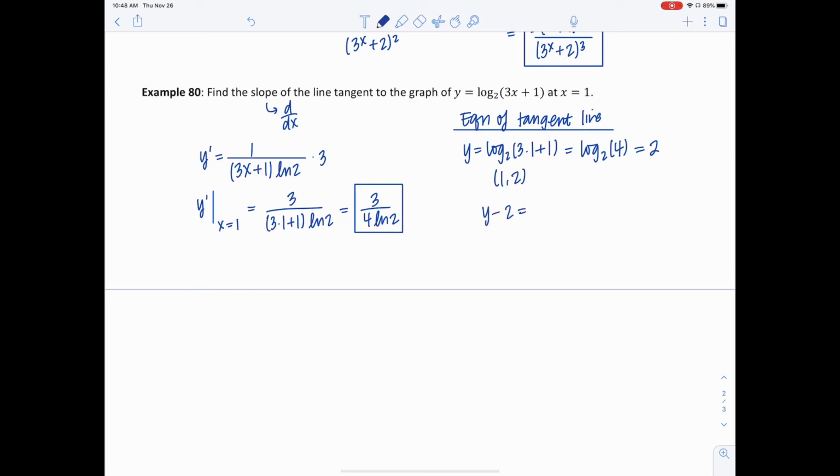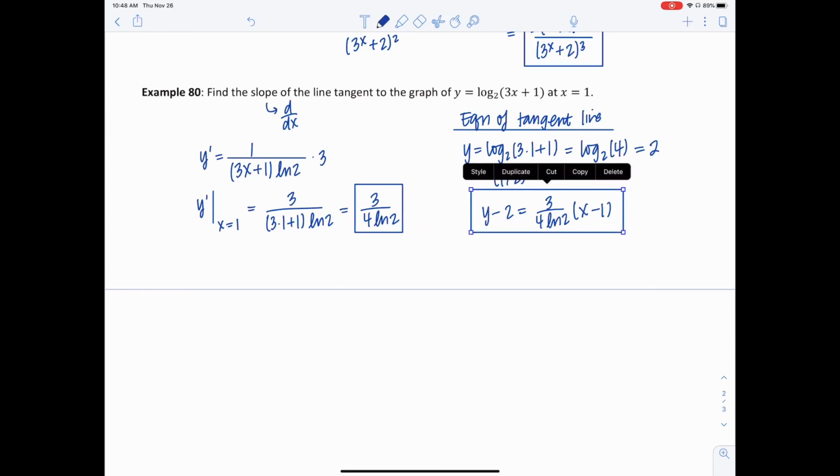So my equation here is, this is my slope at x equals 1. This would be my equation. I know that's not what the problem is asking for, but I wanted to remind you of this.